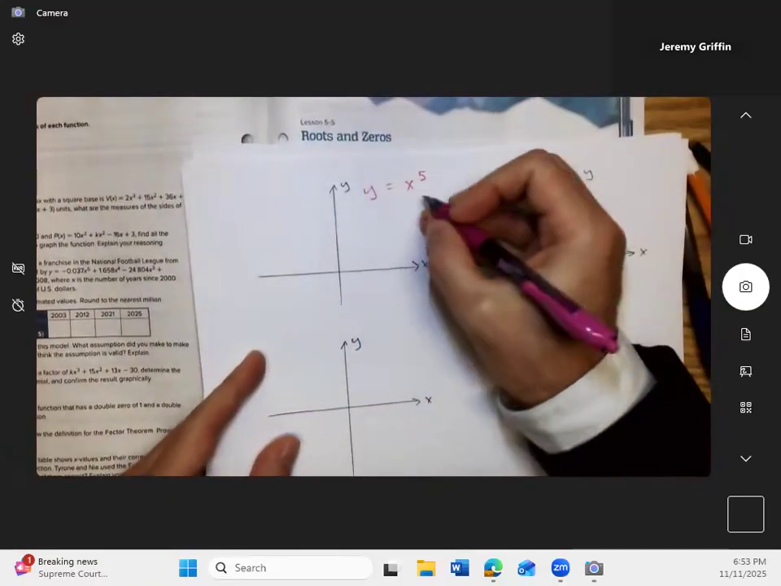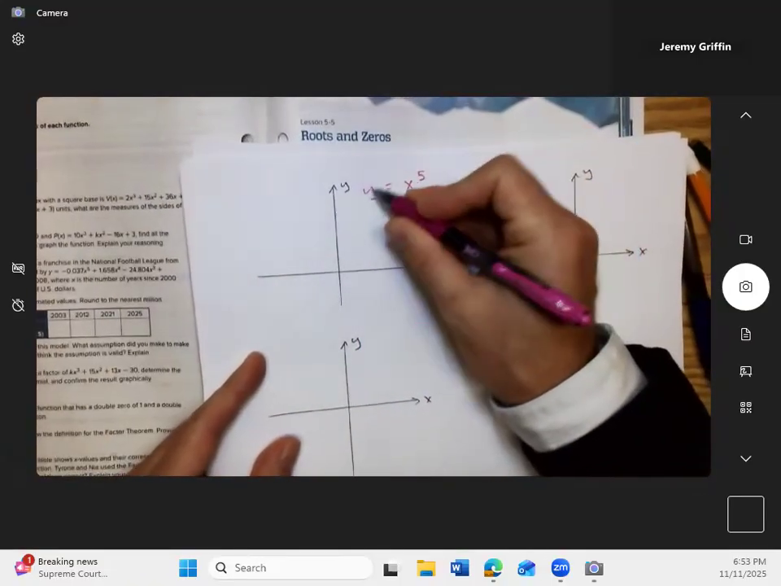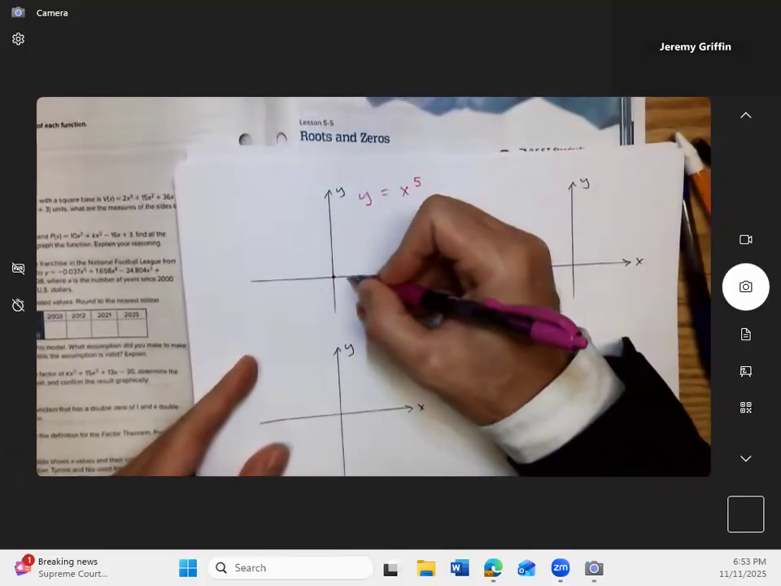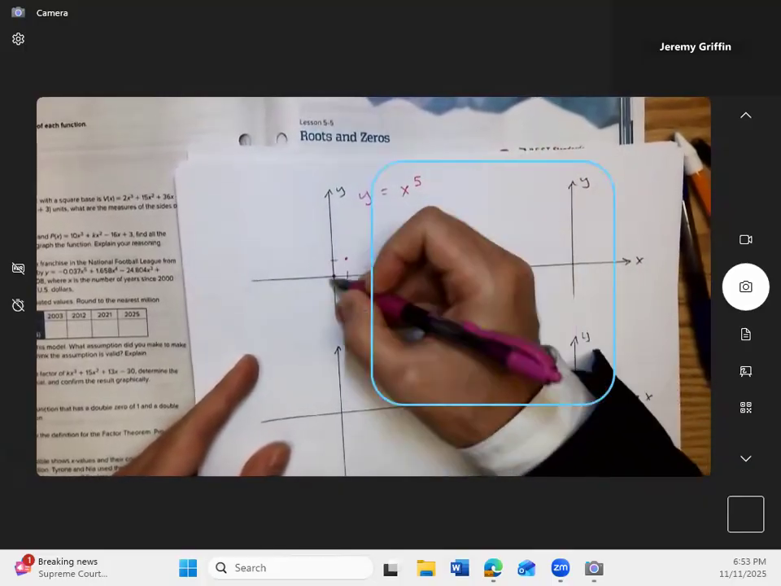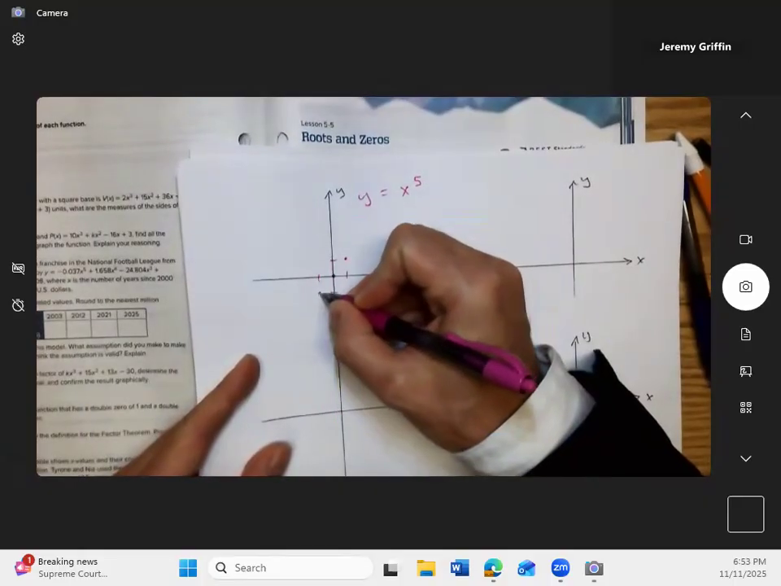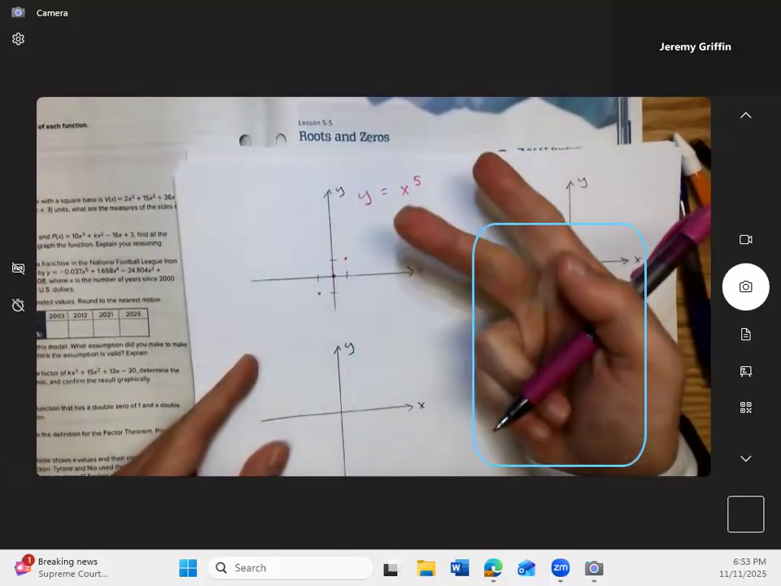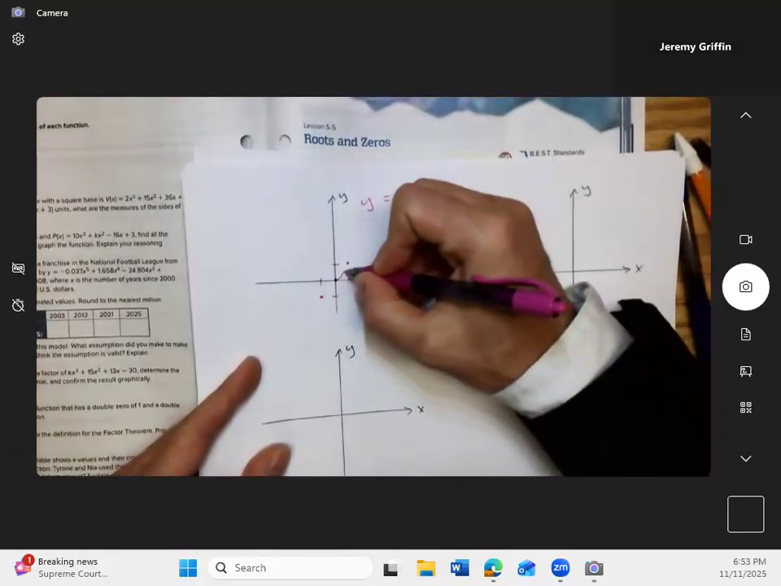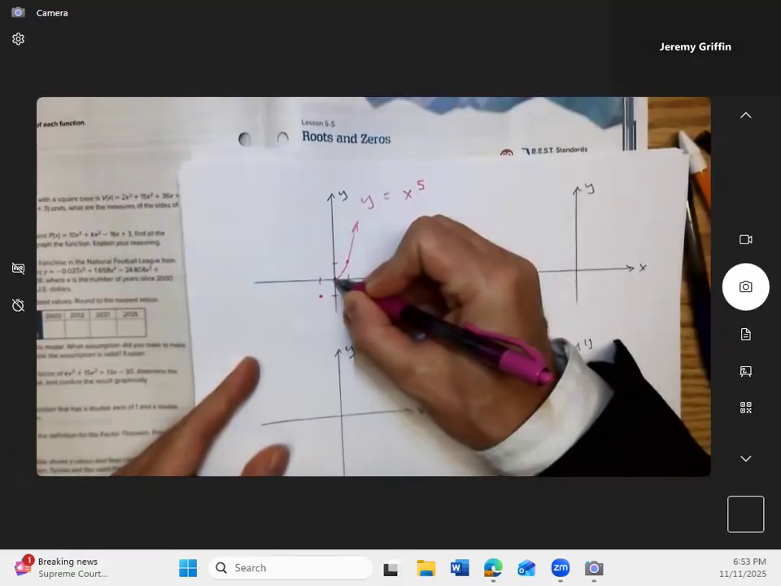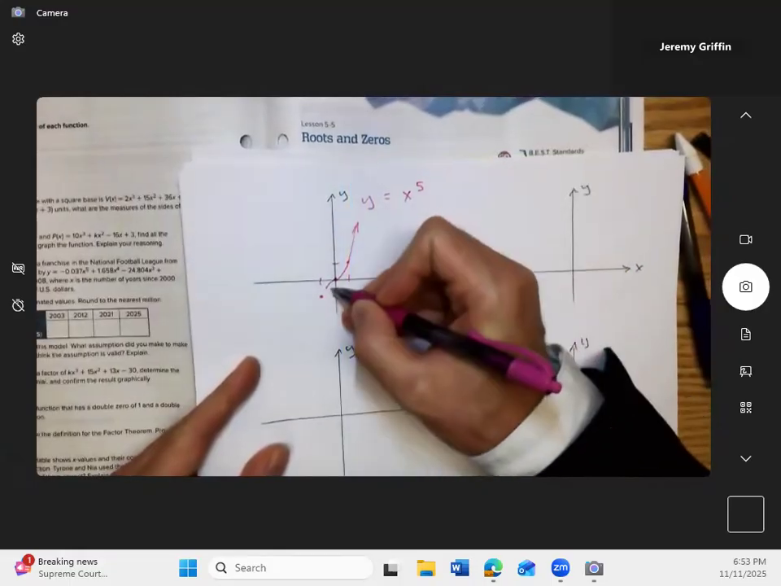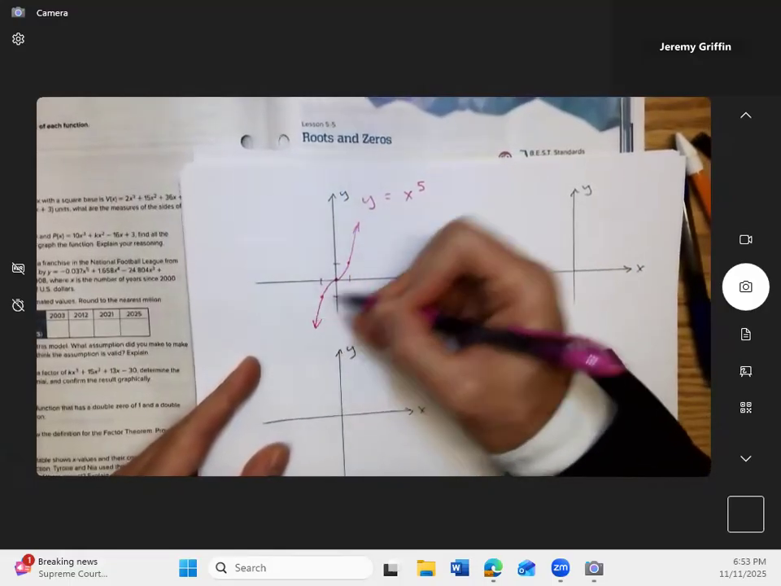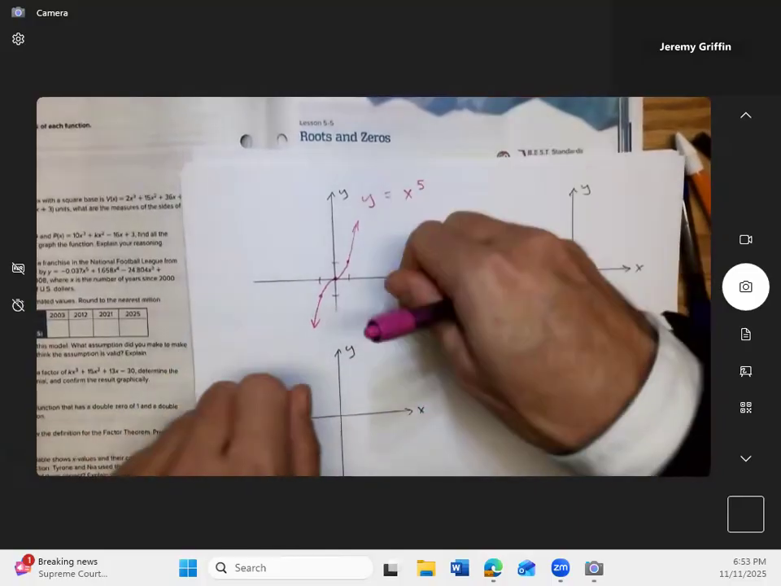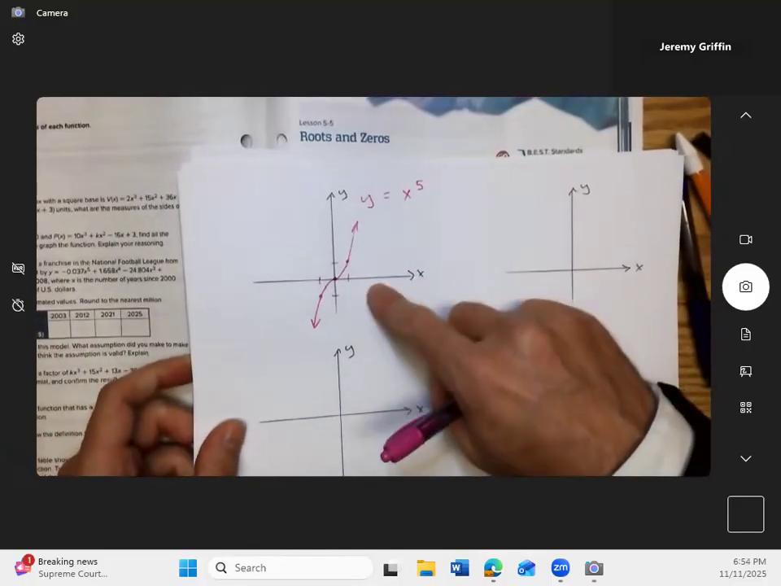If I plug in 0 for x, 0 to the power of 5 is 0. So x is 0, y is 0. If I plug in 1, 1 to the 5 is 1. If I plug in -1, -1 to the 5 is -1. If I plug in 2 to the 5, 2, 4, 8, 16, 32. The 32 is way off the page, so it scoots way up here. If I plug in -2 to the 5, I get -32. It's sort of like a cubic, but it isn't. It's stretched way steeper. So that's x to the 5.